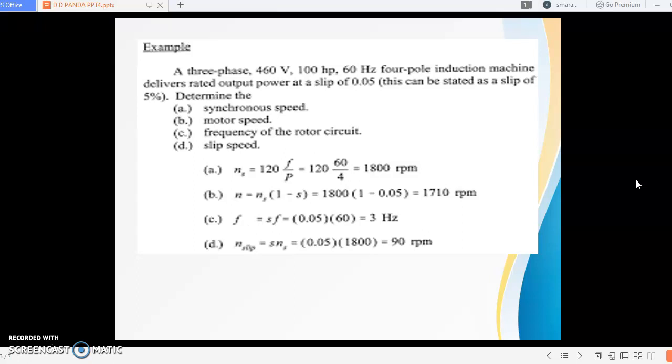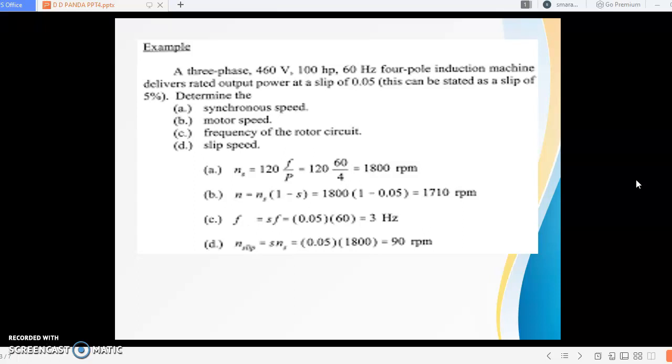And lastly, it is clear that the machine delivers rated output power. What is the rated output power here? Obviously 100 HP, and this 100 HP output power is delivered at a slip of 0.05, or it can be also stated that with a slip of 5%.